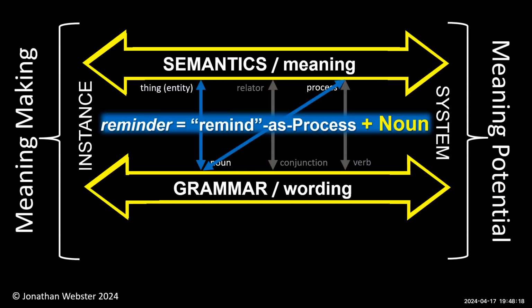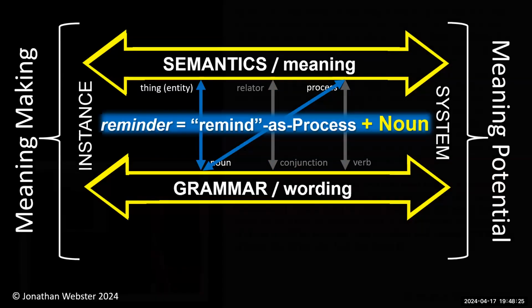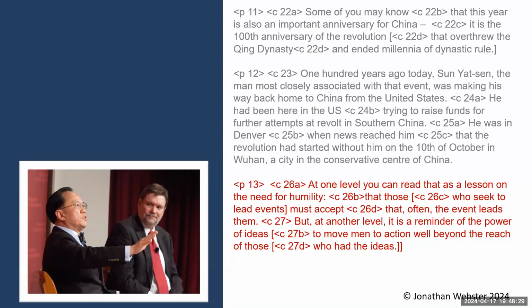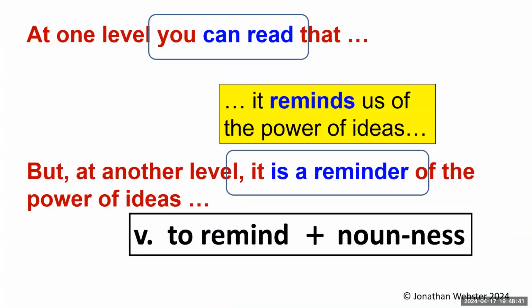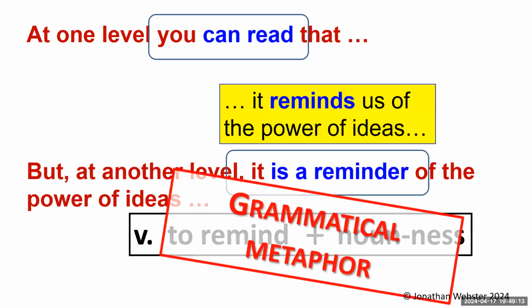We can take a process and we can turn it into a noun, and it takes on qualities of thingness. We looked at that as an example in a speech that was given by Donald Trump. The point that was made was, he says, at one level you can read that, and at another level it is a reminder. But when he says it is a reminder, why does he not say it reminds us? Because what he did was he took a verb that means something mental, and he turned it into a thing. And it takes on a substance. It takes on a quality that a verb doesn't have. It takes on the quality of nounness. It is a grammatical metaphor.